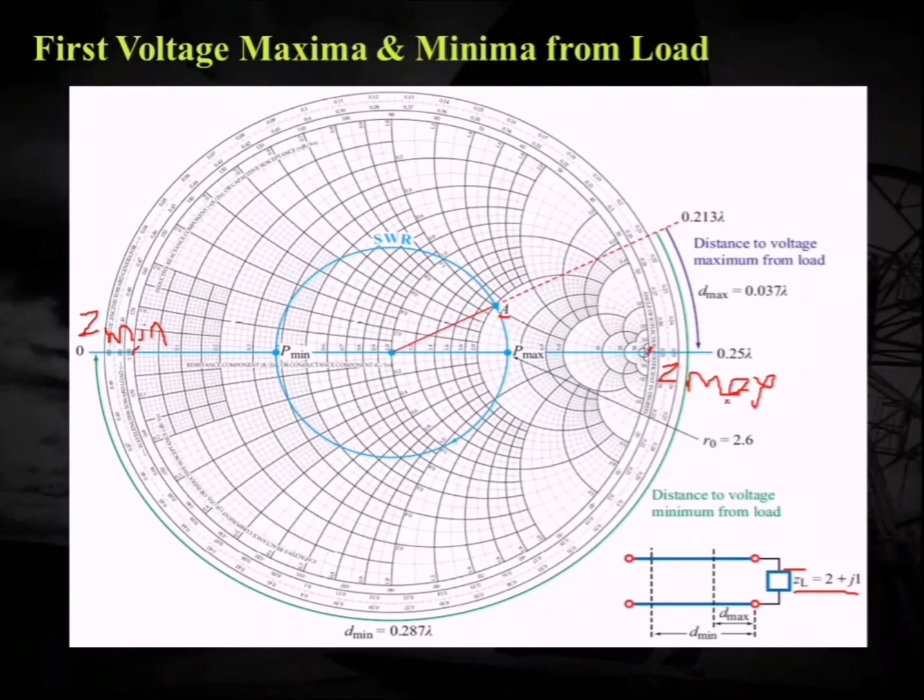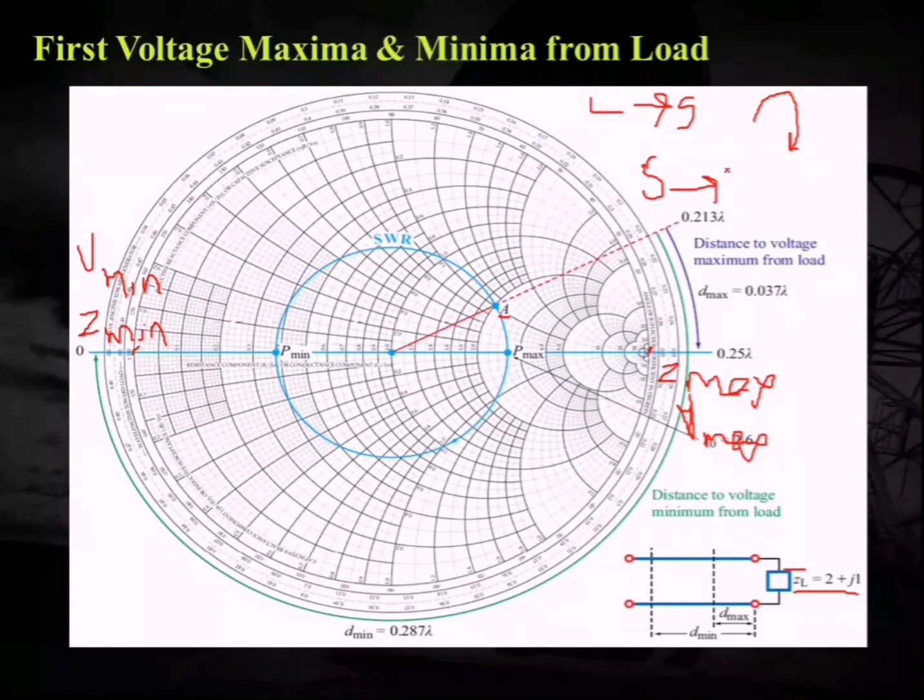So obviously when the maximum impedance is there, that point will correspond to voltage maxima, and the point where minimum impedance is there will correspond to minimum voltage. As I'm at this point A, I can move on this circle, that is this VSWR circle, which is nothing but similar to moving on the transmission line. So first I want to find the value of maxima. There is one convention: when we are at the load and moving towards the source, in the Smith chart we move in the clockwise direction, whereas if we are moving from source towards the load, then we move in the anti-clockwise direction.